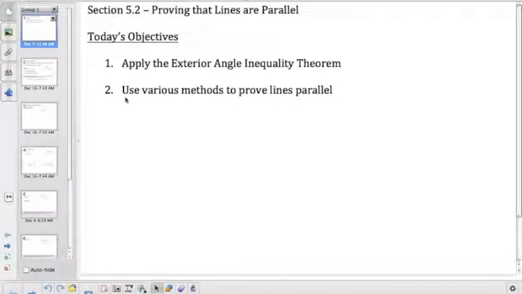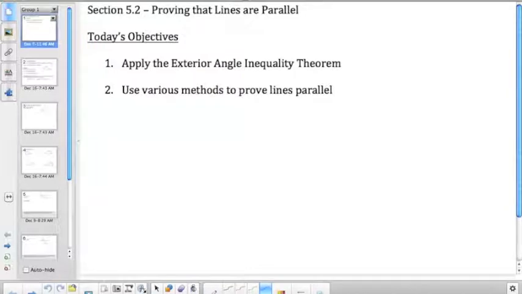So today we're on theorems. You have the printout of the worksheet. You can follow along with the notes.